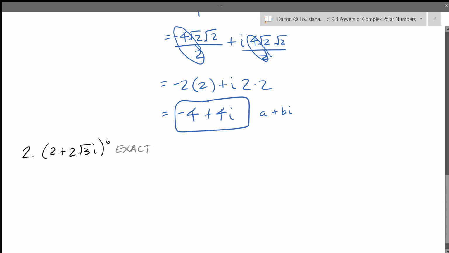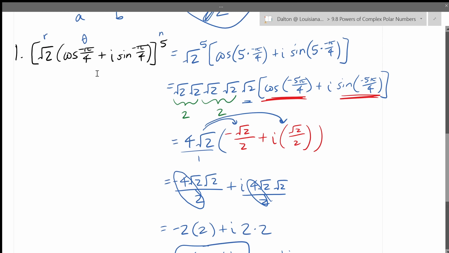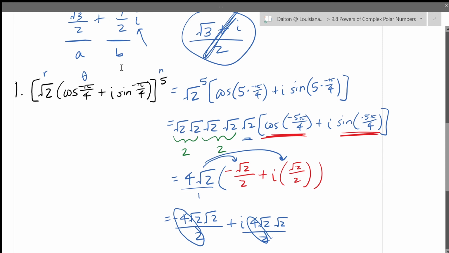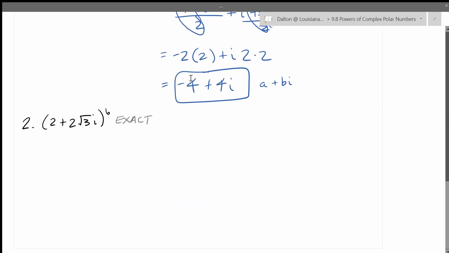Now, this question starts off a little bit different than the last question. Notice the last question I gave you in polar form already, so all you had to do was plug it into De Moivre's theorem as it wasn't expanded. This question I'm giving you in rectangular form. So the first thing that you're going to have to do is solve for r and theta in order to convert it to polar form.